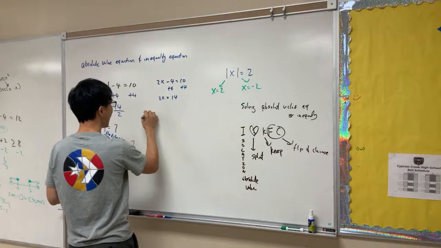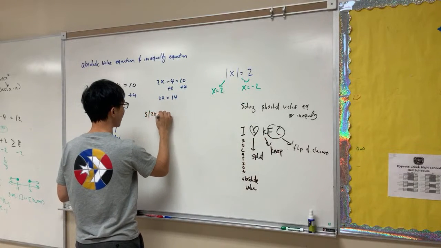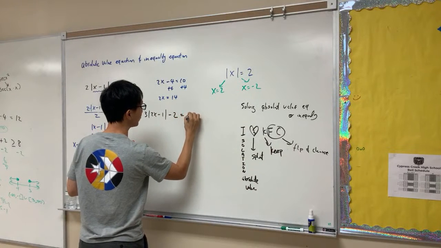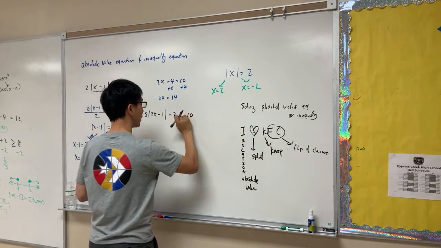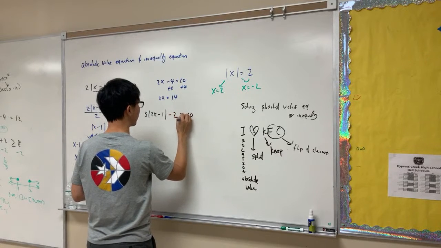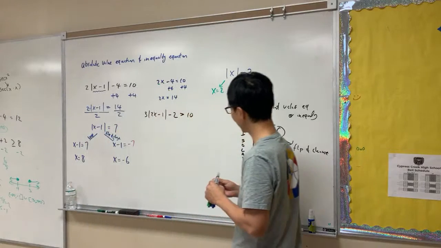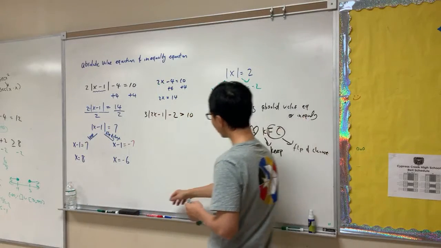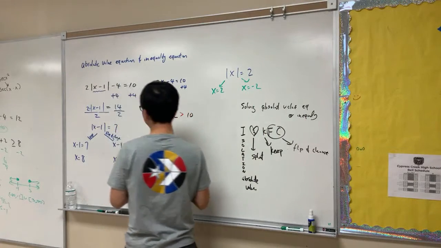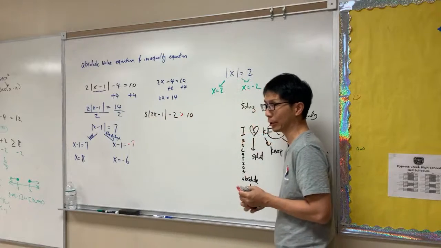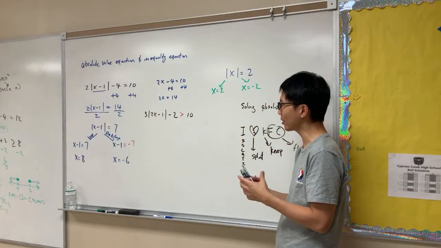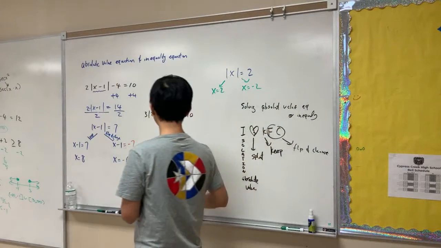So if I have 3 times |2x minus 1| minus 2, that's equal to 10, like this. Oh, I'm not going to keep the equal sign, I'm going to change it into greater than, like this. So now we have an inequality, not an equation, an inequality. And there's only small tiny things that change. It's not everything that's changed.